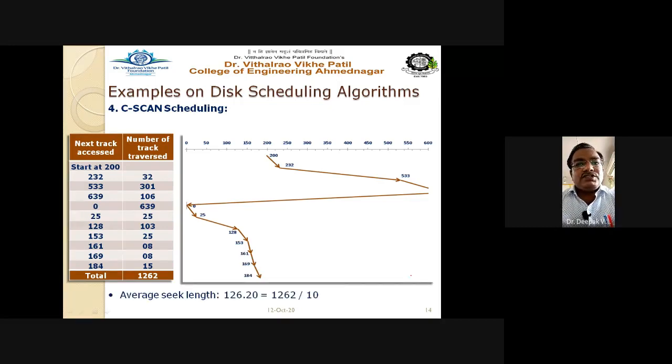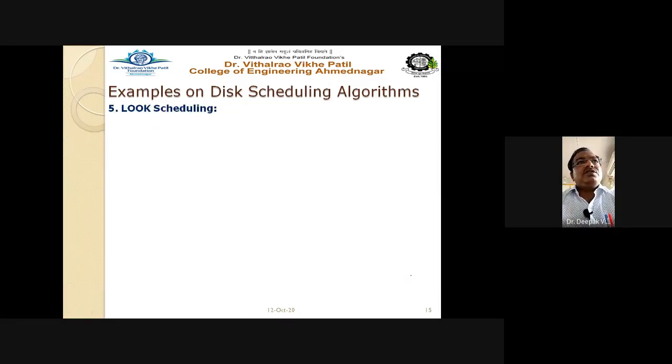So average seek length is equal to 1262 divided by 10. So that is nothing but 126.20 average seek length or average seek time. Right. The next algorithm is your LOOK scheduling.